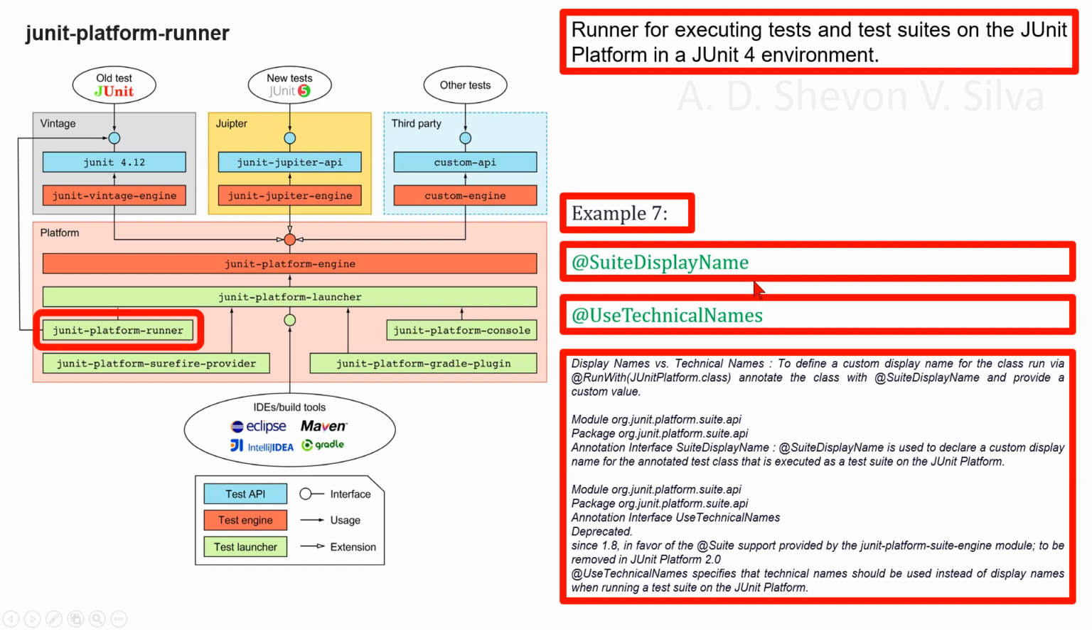The annotation interface @UseTechnicalNames is in package org.junit.platform.suite.api, in module junit-platform-suite-api. It's deprecated since 1.8 in favor of the suite support provided by the junit-platform-suite-engine module, and will be removed in JUnit Platform 2.0. @UseTechnicalNames specifies that technical names should be used instead of display names when running a test suite on the JUnit Platform.